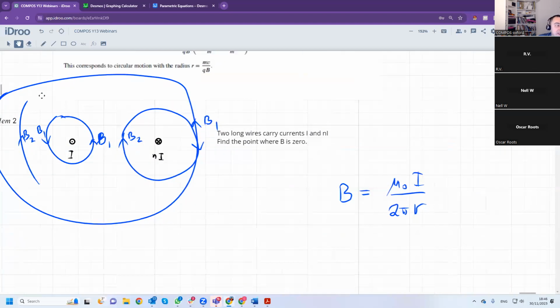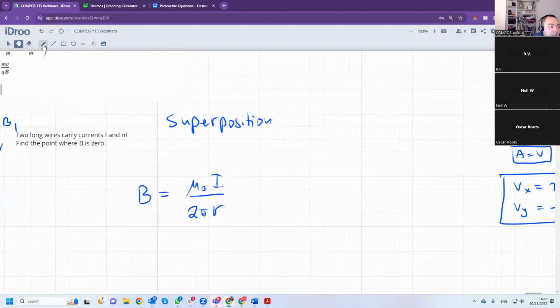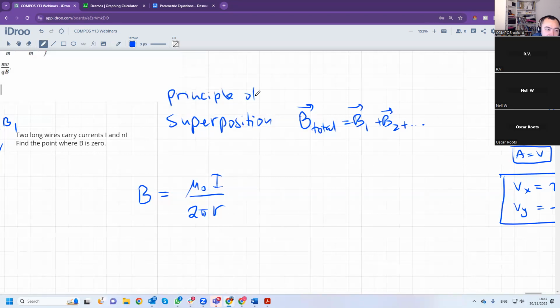For magnetic fields, there is the principle of superposition. The principle of superposition says that at any point, if you have several sources of magnetic fields, the resulting magnetic field is the vector sum of the individual magnetic fields. So superposition means that the total magnetic field is B1 plus B2 plus etc. This is the principle of superposition.